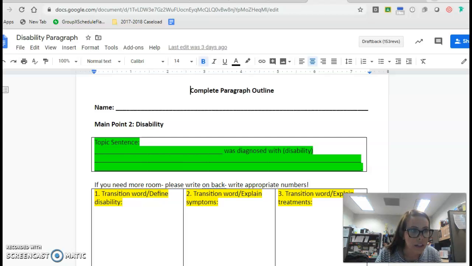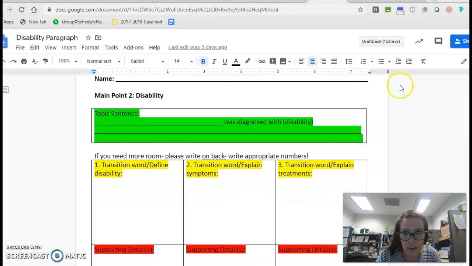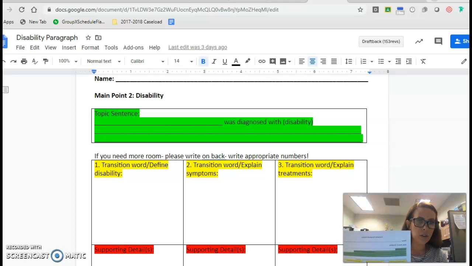Now, I gave you that list of what kind of notes to take. If you look at the yellow boxes, you need this specific information, so it's a little different than the person. So you need to be able to clearly define what the disability is, like an actual definition. You need to explain the symptoms. And then explain treatments. Treatments can also include therapies or classes or things that you can do at school.